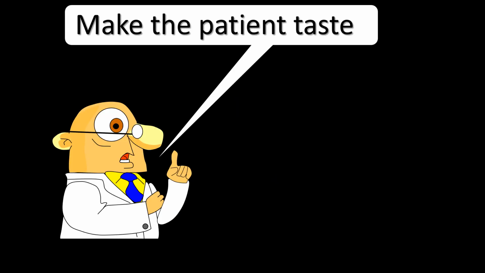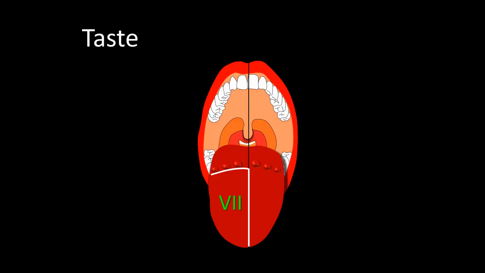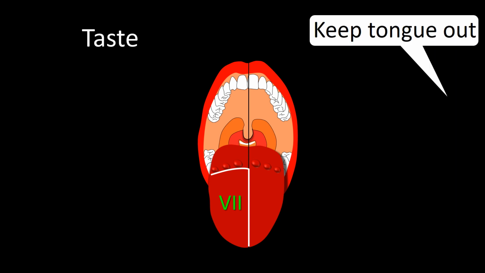The second thing we'll make them do is to taste. The anterior two-thirds of the tongue taste sensation is perceived by the seventh nerve. We instruct the patient to taste while keeping the tongue out. We try sweet and sour, which they should be able to identify.